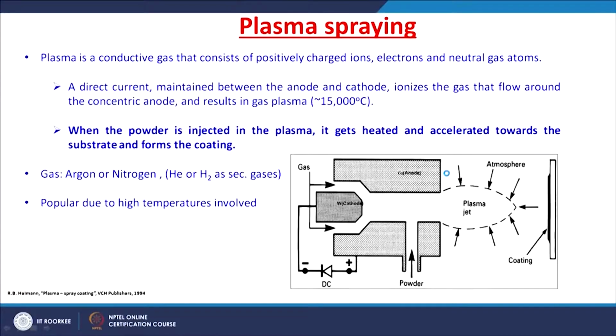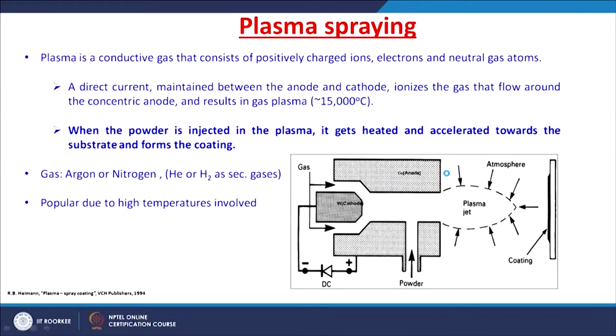So, first the plasma spraying technique. The plasma is generally a conductive gas that consists of positively charged ions, electrons and neutral gas atoms. So, you have a plasma that can have very high temperatures of around 15,000 Celsius. So, how do you produce such a plasma? A direct current maintained between the anode and the cathode ionizes the gas that flows around the concentric anode and results into a plasma.